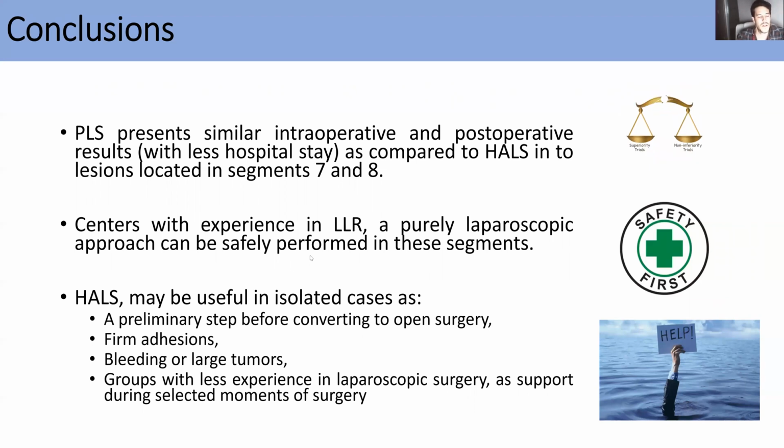So for the conclusions, pure laparoscopic surgery presents similar intraoperative and postoperative results with a statistically significant difference regarding hospital stay compared to HALS. Centers with experience in laparoscopic liver resection can perform the pure laparoscopic approach safely in this segment, and HALS maybe is useful in isolated cases as a primary step before converting to open surgery, for adhesions, bleeding, large tumors, or for groups with less experience in laparoscopic surgery as a support during selected moments of the surgery.